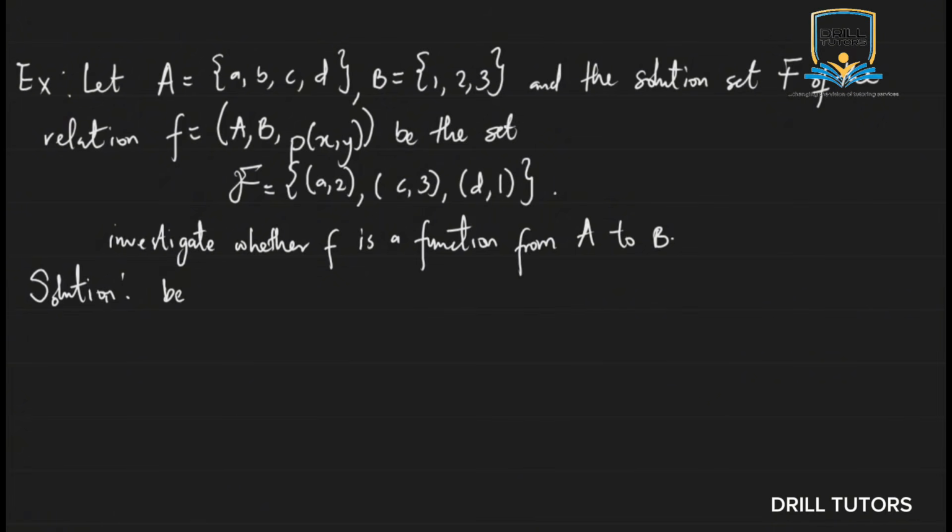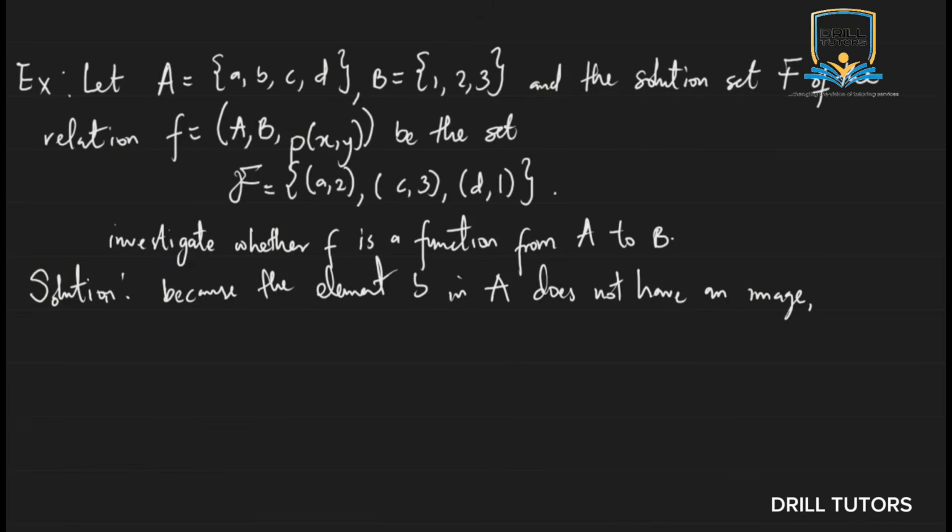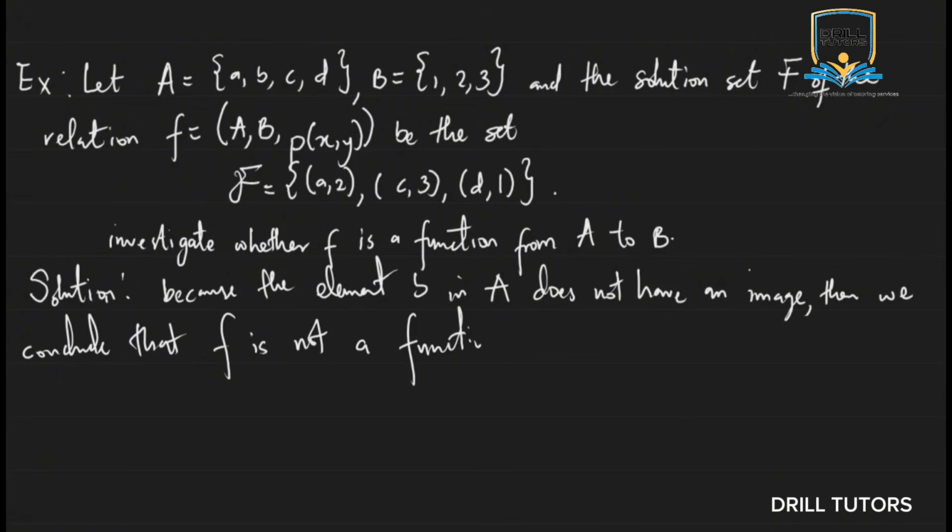So you say because the element b in set A does not have an image, then we conclude that F is not a function from A to B.